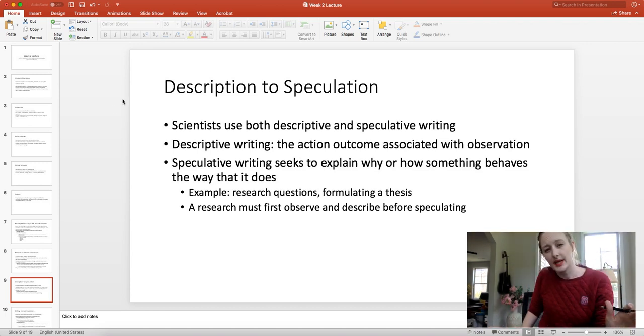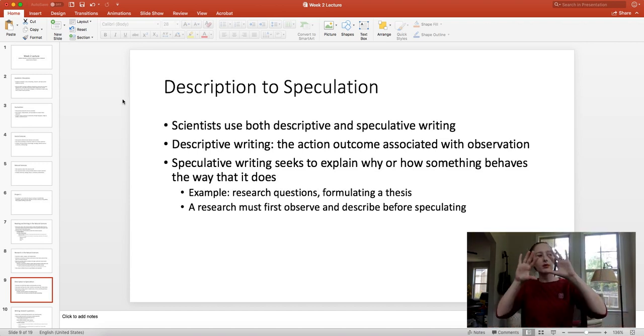There are different kinds of writing in the natural sciences at a broad level, and those are description and speculation. Scientists will start with description. They'll describe what they notice, the action outcome associated with an observation. So if I'm observing some sort of plant, I'm going to have maybe a logbook and describe what I can perceive with my senses. How I might measure it, I might talk about the color, things that I can describe.